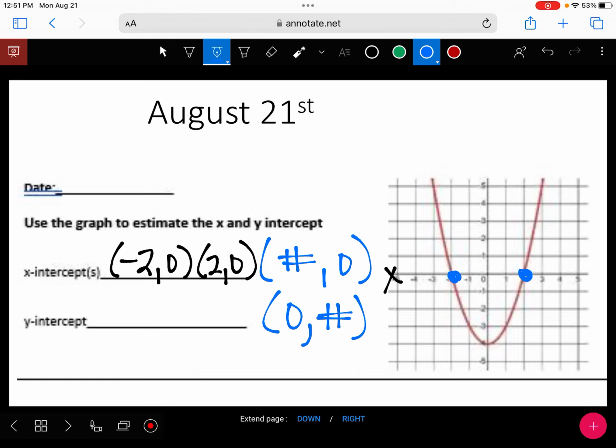All right, our y-intercept, there's only one, and it's about right here. Who wants to take a guess? Where would you put, what did you put for the y-intercept? 0, -4.